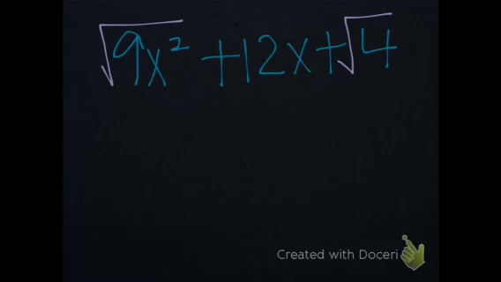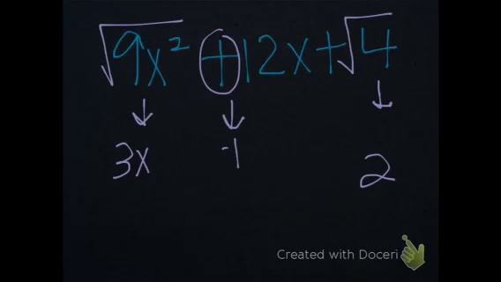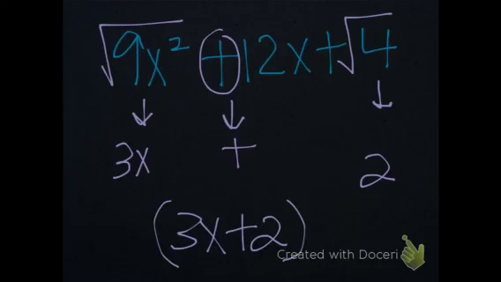Now you can square root the functions. 9x squared goes to 3x. The square root of 4 goes to 2, and you need to bring down the positive sign. Combine both numbers and square root it.